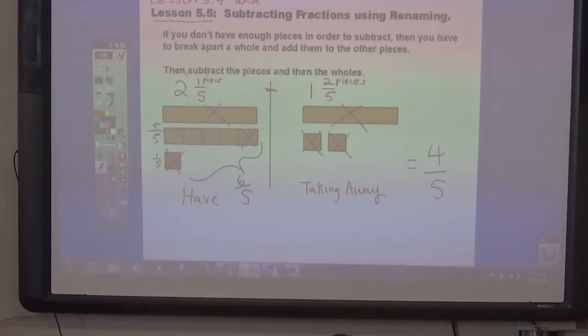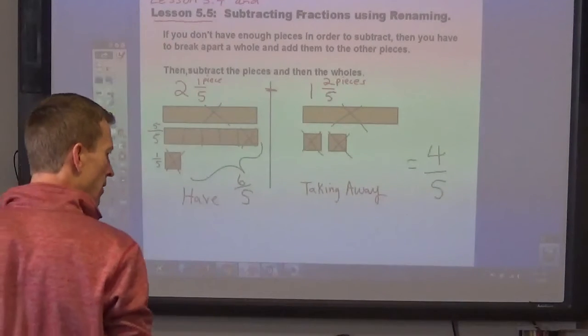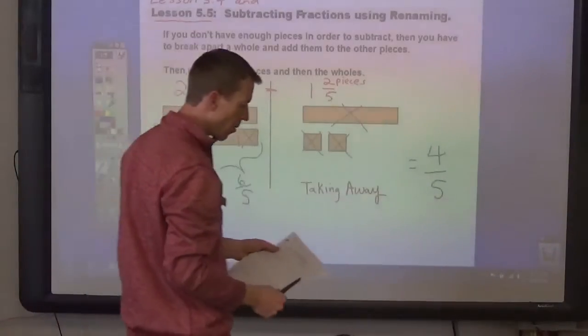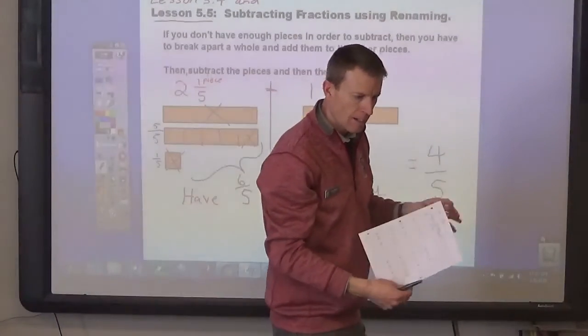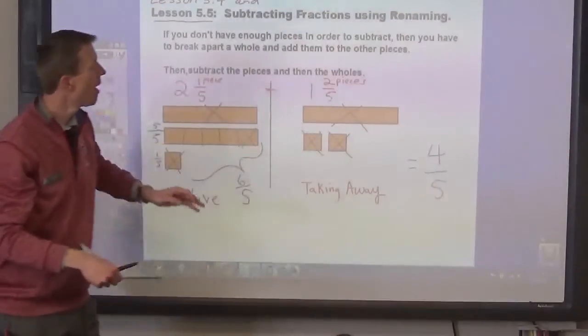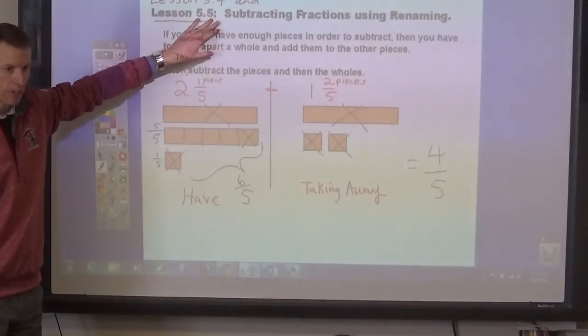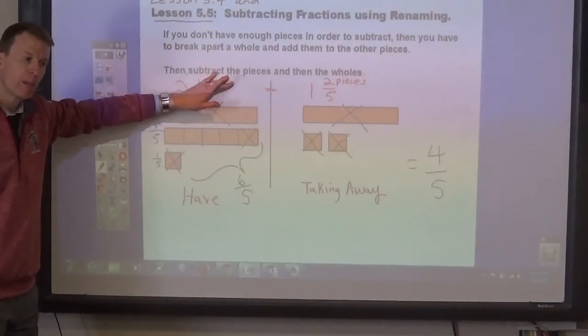Okay, sixth graders, we're going to do some practice problems. Yes? That's what we're going to do, is correct the assignment. Practice 5.5. Lesson 5.5 is subtracting with fractions when you don't have enough pieces.